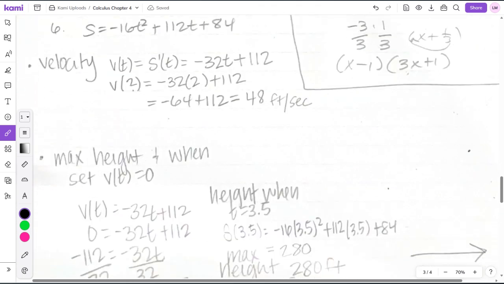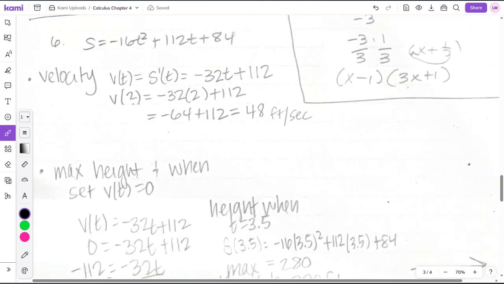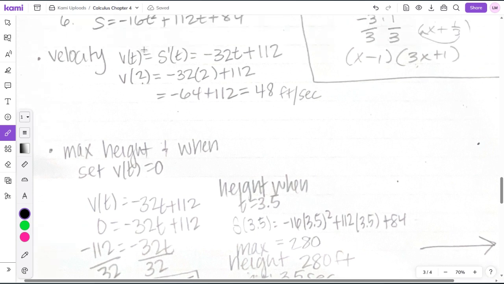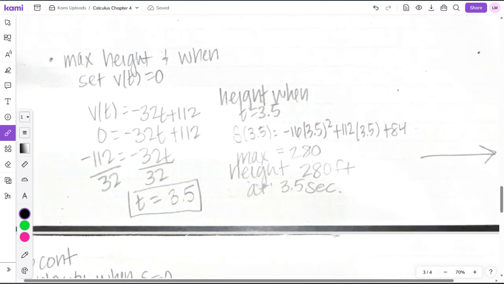All right, number 6 has 3 questions. It gives me this function: find the velocity when t is 2, find the maximum height and when it occurs, and then find the velocity when the height is 0, or when s equals 0. So I took the derivative and plugged in 2, and I got 48 feet per second. I set the derivative equal to 0 because max height means maximum on the graph, and that's where my derivative is 0. So I got 3.5 seconds.